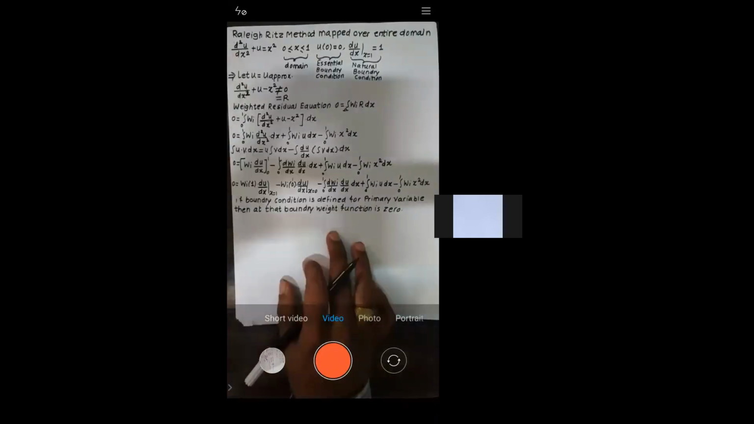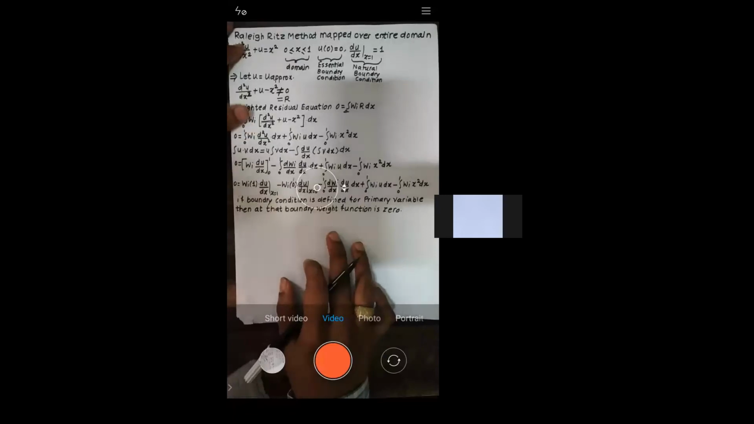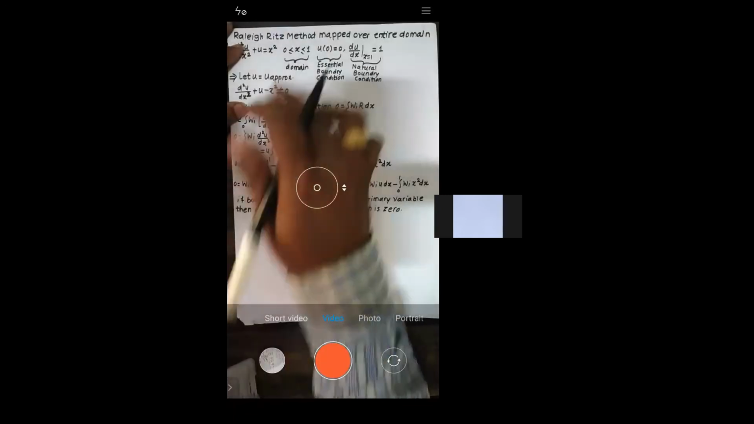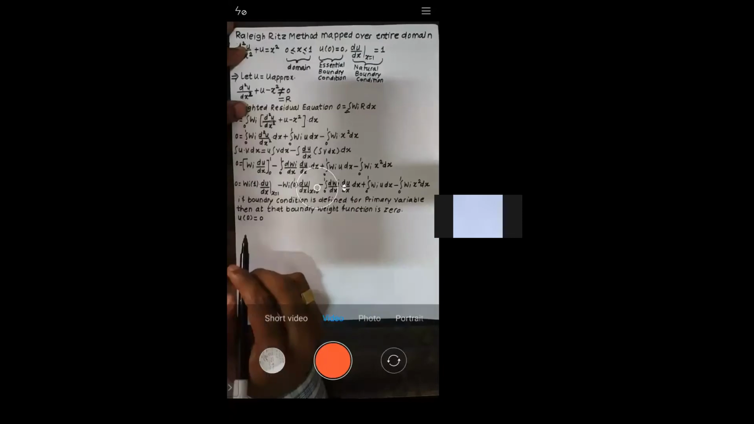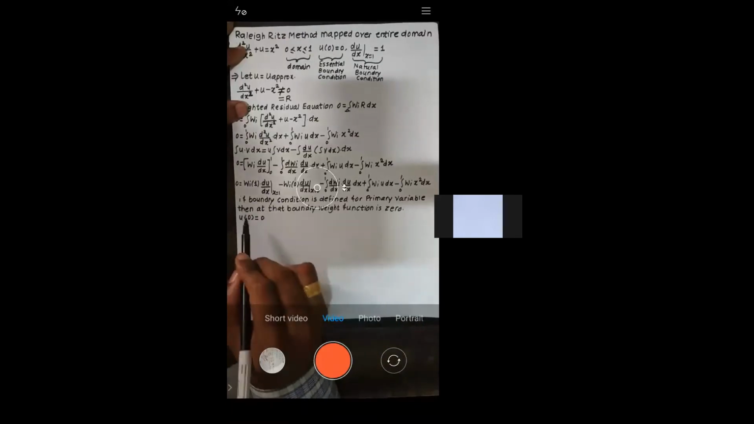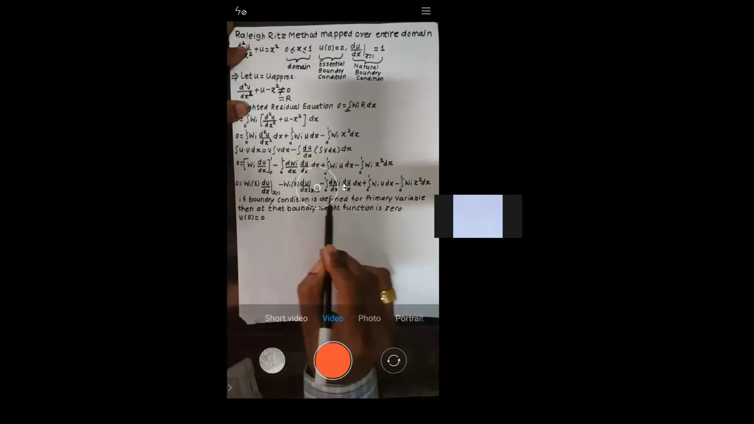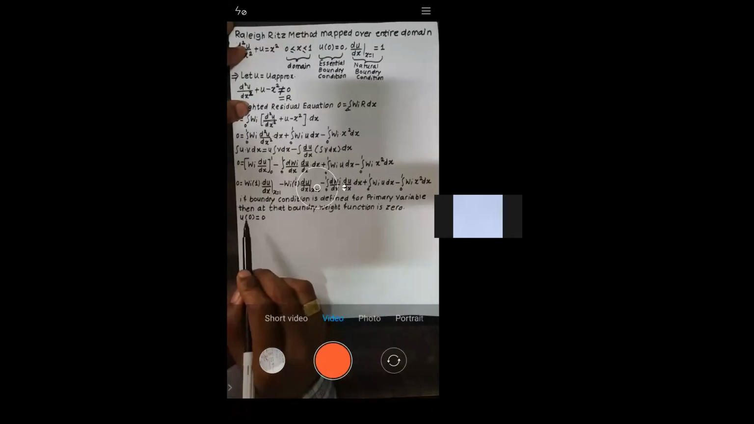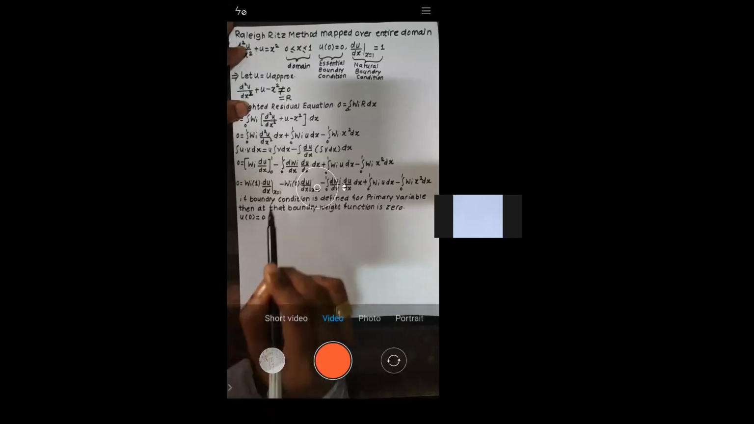If you just see this boundary condition, u at x equal to 0 is equal to 0, right? So this boundary condition, it is in terms of what? Primary variables, yes or no? Because this boundary condition is defined for which value? For u. If the boundary condition is defined for a primary variable, that is u, so u is a primary variable. So this boundary condition is in terms of a primary variable, then at that boundary the weight function is 0.